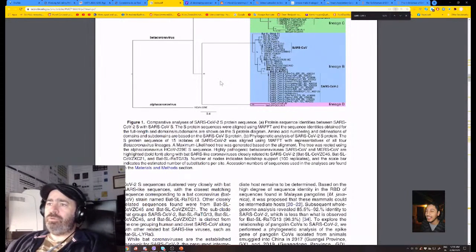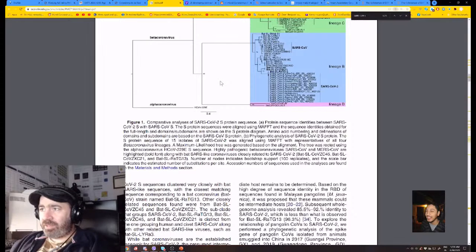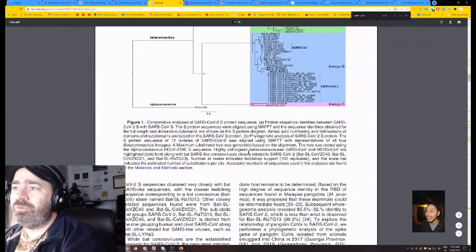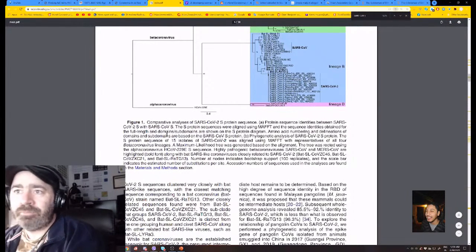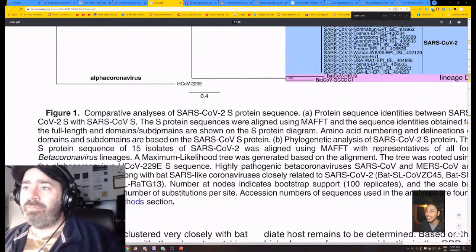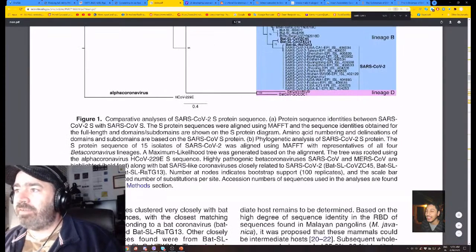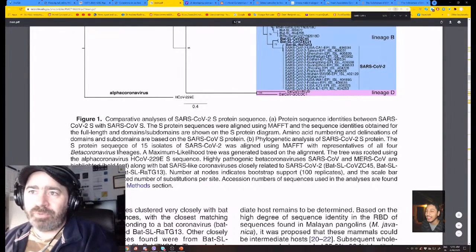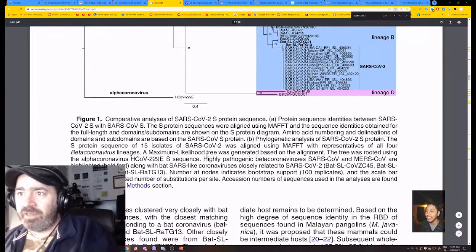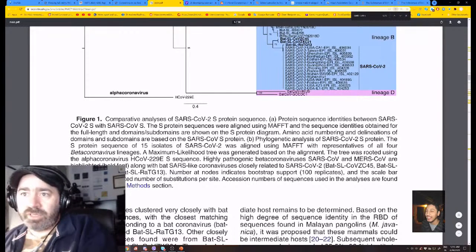Comparative analysis of SARS-CoV-2 S protein sequence. Protein sequence identities between SARS-CoV-2 S and SARS-CoV S. The S protein sequences were aligned using MAFFT, and the sequence identities obtained for full length and domains and subdomains are shown on the S protein diagram. Amino acid numbering delineations of S protein sequence. 15 isolates of SARS-CoV-2 were aligned using MAFFT with representatives of all 4 beta coronavirus lineages. A maximum likelihood tree was generated based on the alignment. The tree was rooted using the alpha coronavirus HCoV-229E sequence.